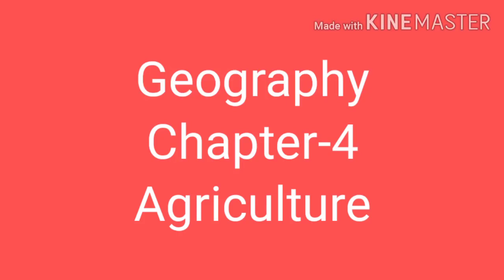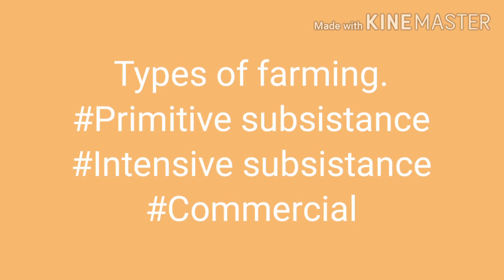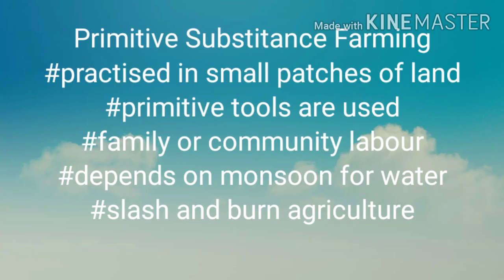Dear students, we are going to see the chapter Agriculture. As you all know, agriculture is the primary occupation of our country. Now we are going to see the types of farming: primitive, intensive and commercial. These are the different kinds of farming practiced in different parts of our country. Let us see primitive subsistence farming in detail.